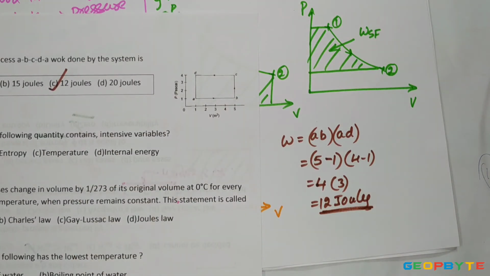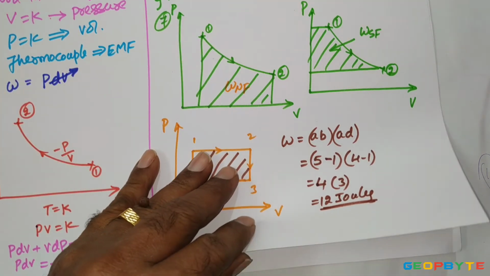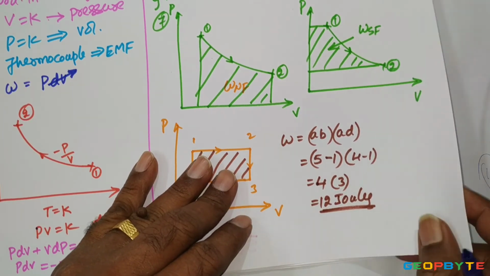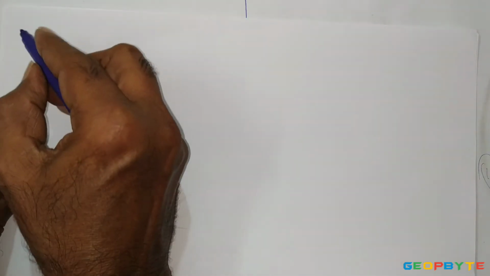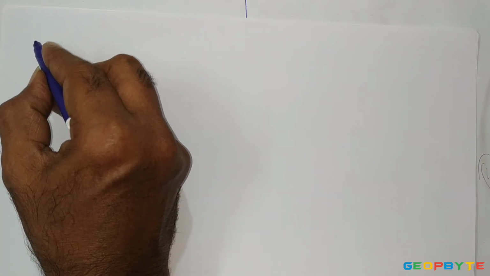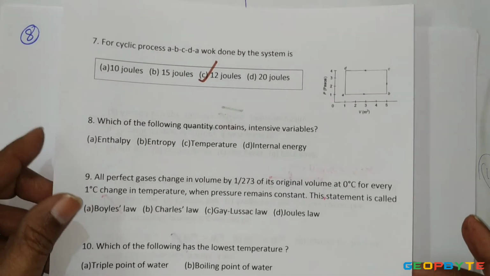Remember, area below the PV diagram for a particular process is equal to work interaction. Area within the cyclic diagram is equal to net work for any thermodynamic cycle. Now look at the next problem. Next problem is the eighth problem. Look at the eighth problem.